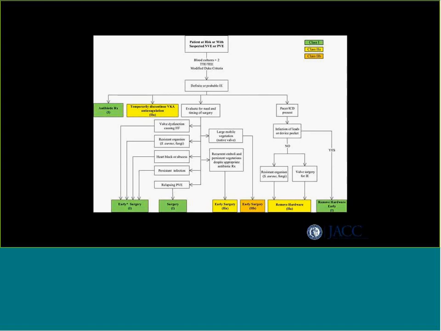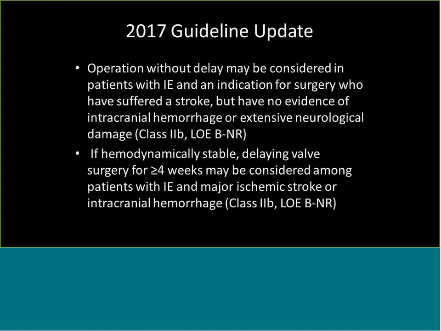Duke criteria, you're going to check blood cultures, you're going to check an echo, and then either send the patient for early surgery, removal of some hardware, just depending on where they fall in the algorithm. So the 2017 guideline updates regarding endocarditis, and these are from the recent ACC/AHA update.